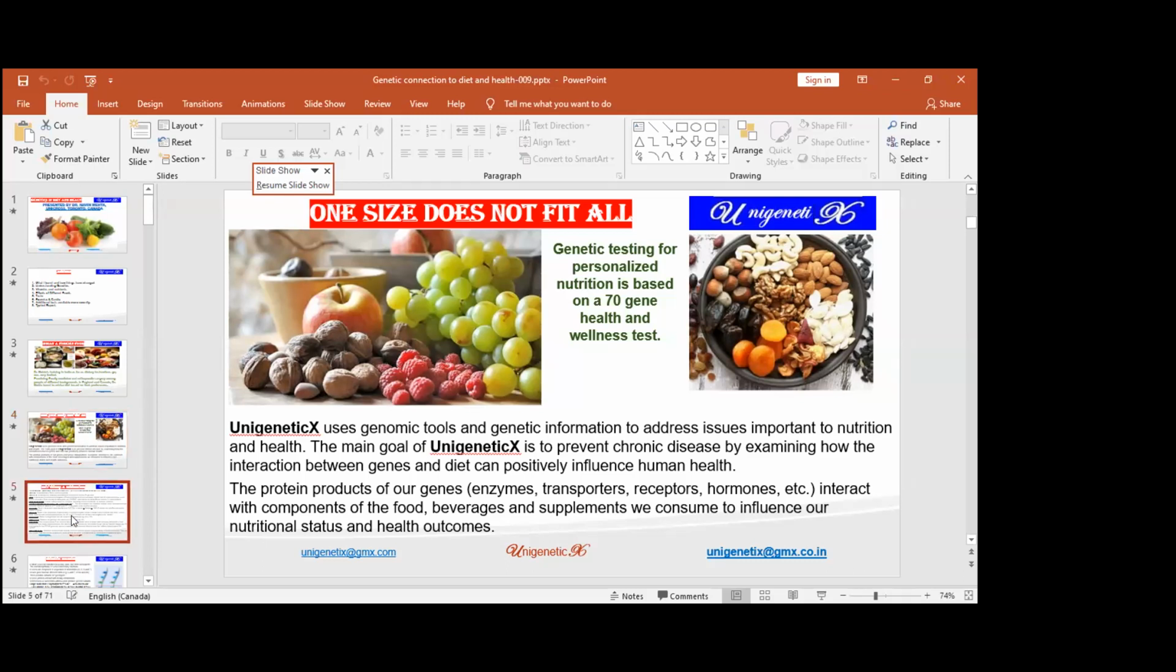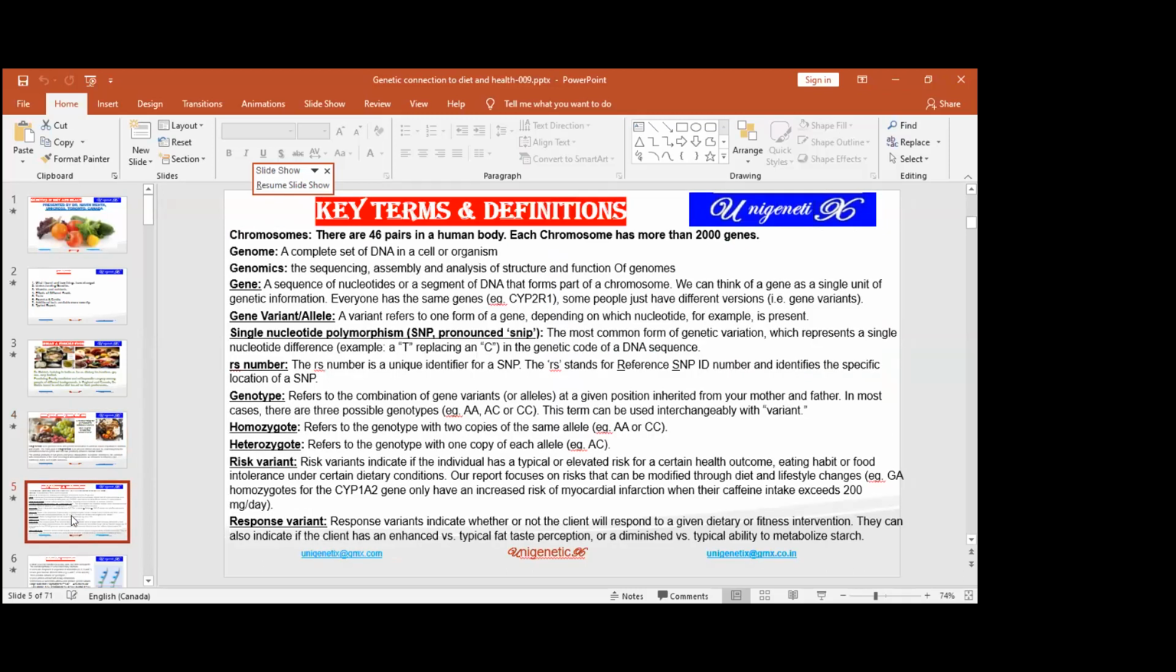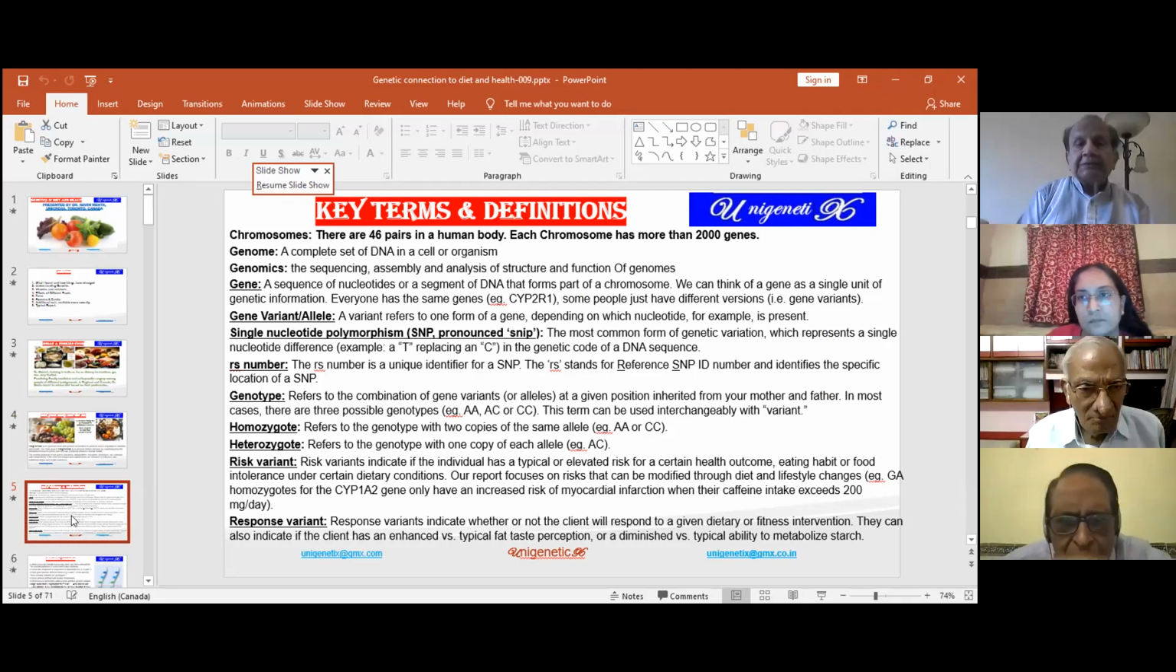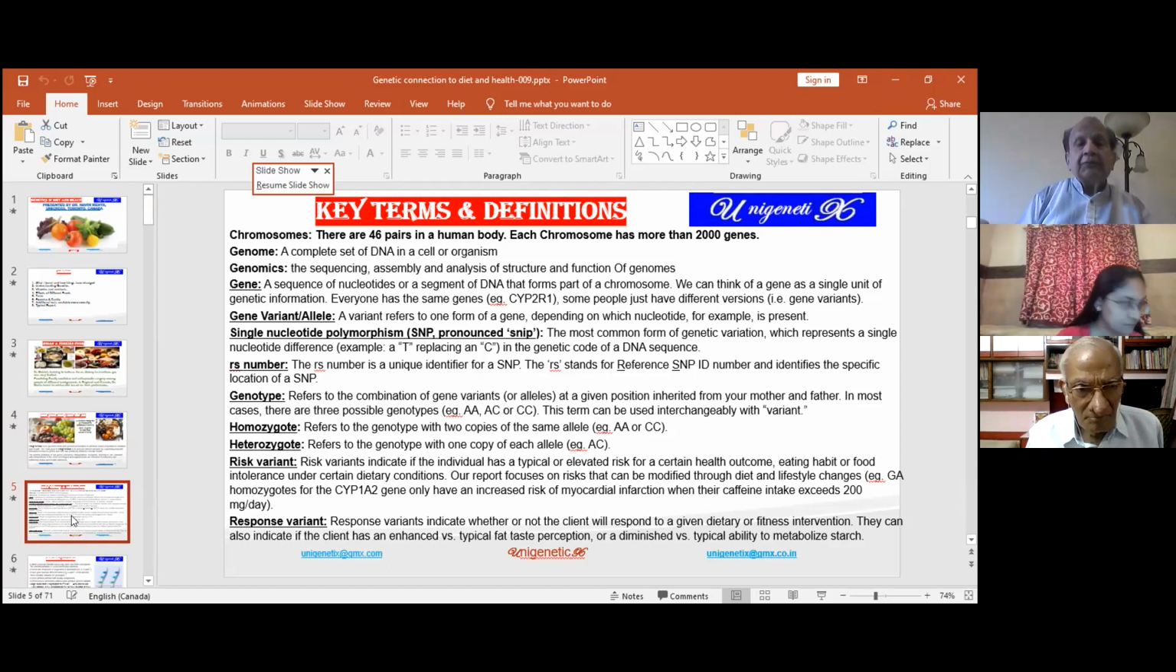Now this slide is very important, the key terms and definitions. So I'll go through the slide very slowly. Chromosomes. There are 46 pairs, 46 times 2 in a human body. Each chromosome has 2,000 or more genes. A genome means a complete set of DNA in a cell.